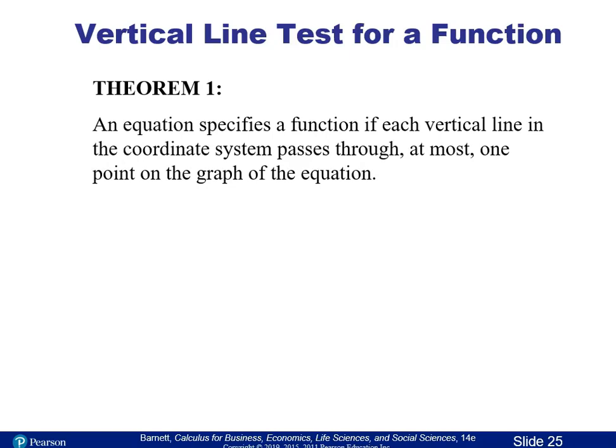Okay, we can test for this using the vertical line test. So the vertical line test says an equation specifies a function if each vertical line in the coordinate system passes through at most one point on the graph of the equation. So in other words, if I were to draw a vertical line through the graph, it cannot touch more than one time, is what this is saying.